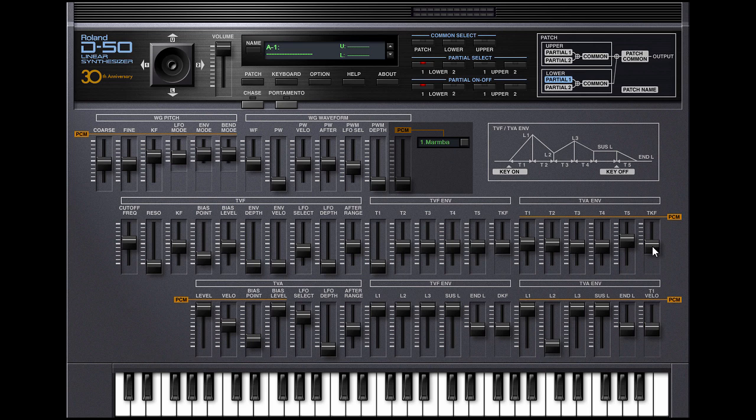TKF is a special mode that affects the time. Higher notes make the envelope faster. Again in normal mode. DKF is an envelope depth key follow. Lower notes get more envelope modulation for the filter. The T1 velocity affects the envelope timing of a TVA. So let's test it out.